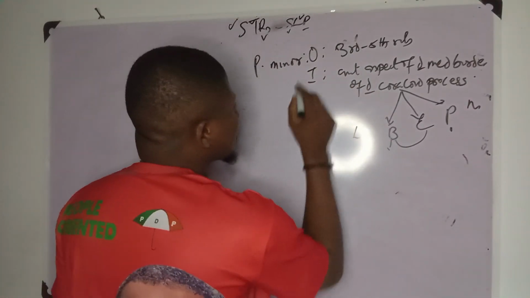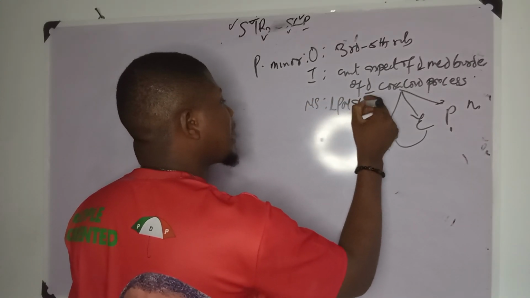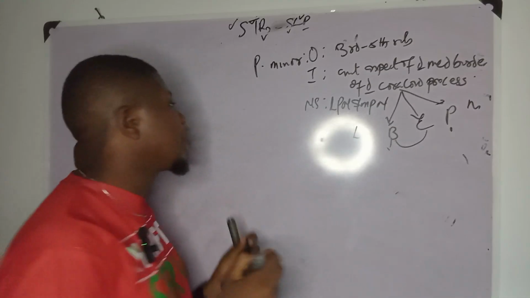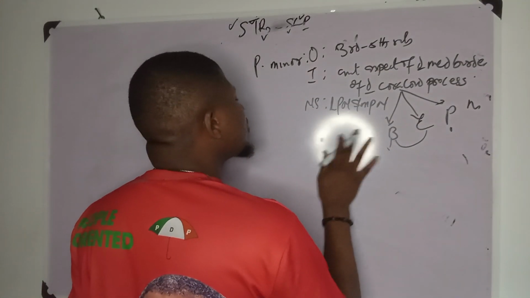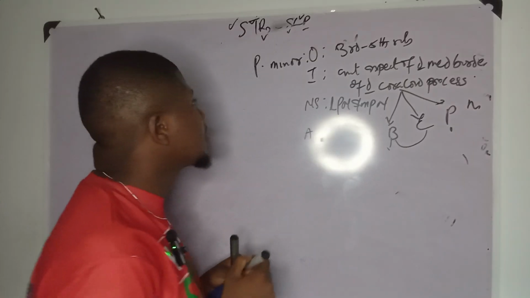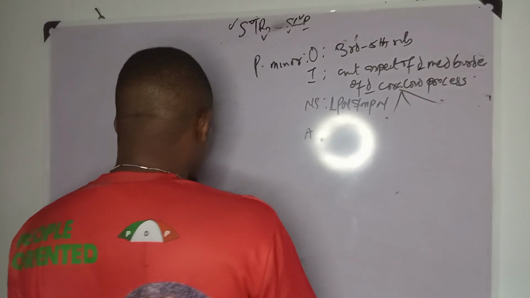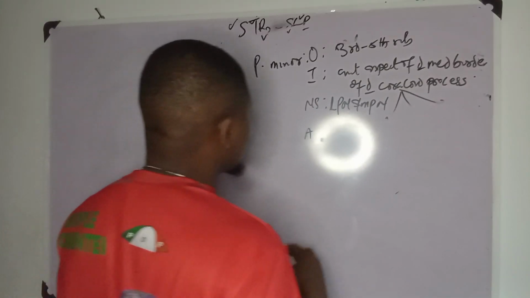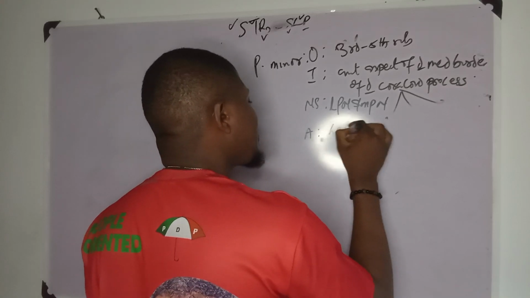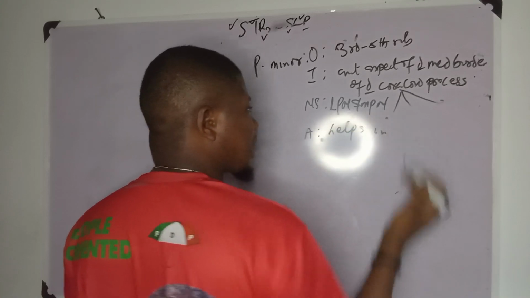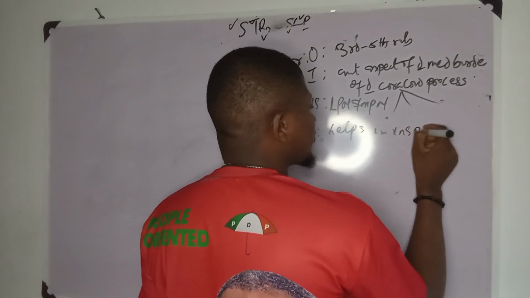The nerve supply, you already know, is the lateral pectoral nerve and medial pectoral nerve, making it a hybrid muscle. Pectoralis major is also a hybrid muscle. Then action. Number one, it helps in respiration. It attaches to the ribs, so it helps in what? Inspiration.